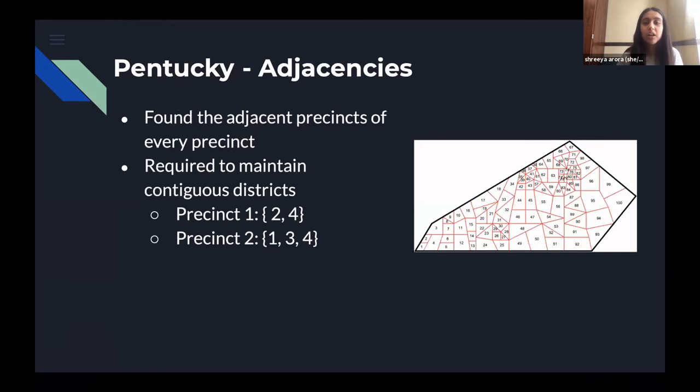And so another important thing is adjacencies. So this is looking at the precincts surrounding every other precinct, because we want to make sure we're maintaining contiguous districts so everything is connected. So we have to look at what districts are nearby each other. So for example, it's kind of small, but precinct 1 is adjacent to precinct 2 and precinct 4 because they're touching. And so we have just a table of everything that is adjacent to every other precinct. And then for precinct 2, we also have that it's adjacent to 1, 3, and 4.